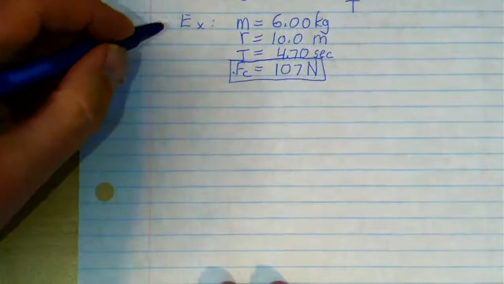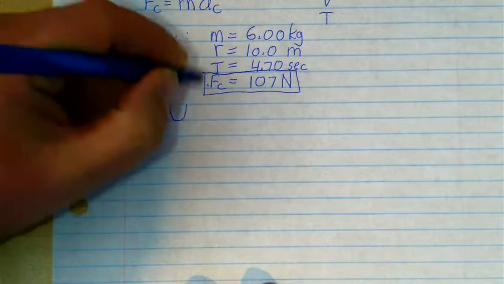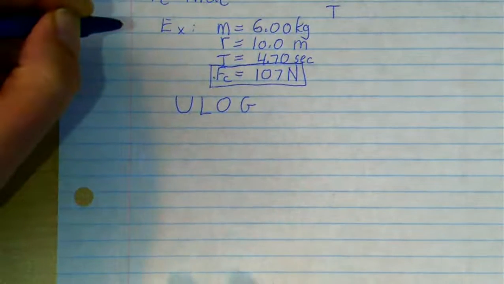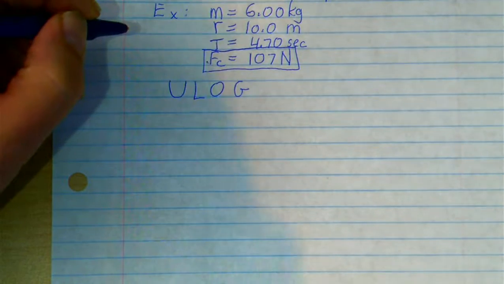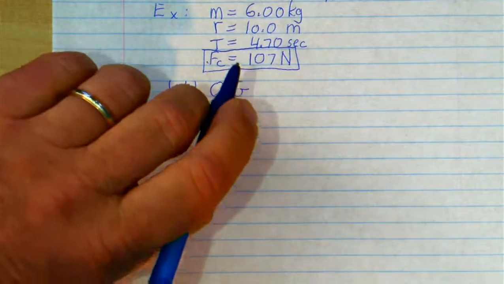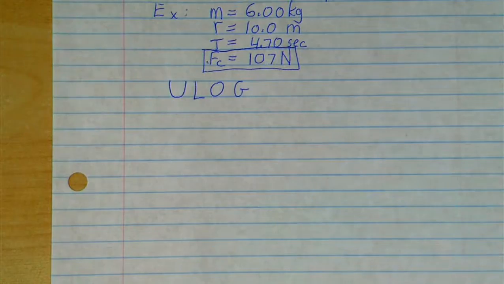The second topic that I wanted to cover this period was called Universal Law of Gravitation. This was developed by Isaac Newton, and I'm a little pressed for time, so I'm not sure if I should give you the background on this formula.